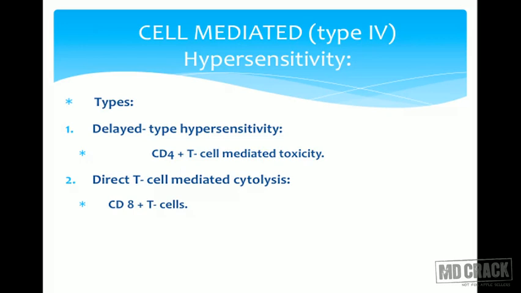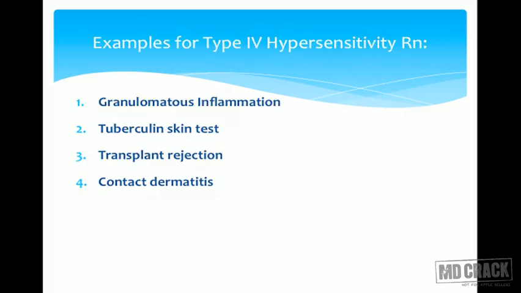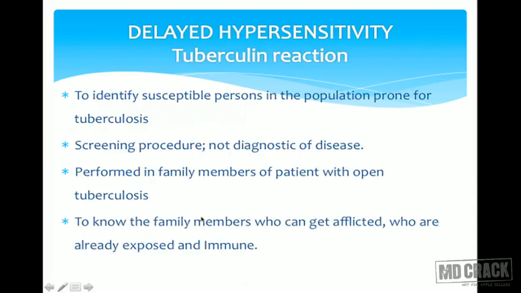It could be either CD4 T cell mediated, or CD8 T lymphocyte mediated. A classical example is tuberculosis, but you should remember other examples also. The other granulomatous inflammatory conditions are again type 4 hypersensitivity reactions. The tuberculin skin test is also a very classical prototypical example of type 4 hypersensitivity reaction. Organ transplant rejection also comes under type 4 hypersensitivity reaction. Contact dermatitis is again an example.